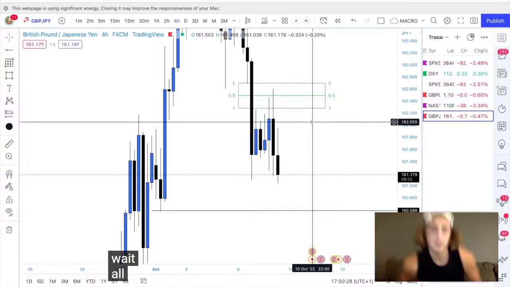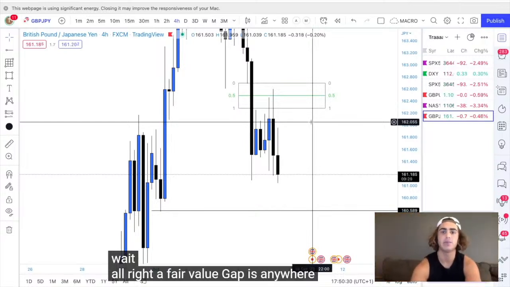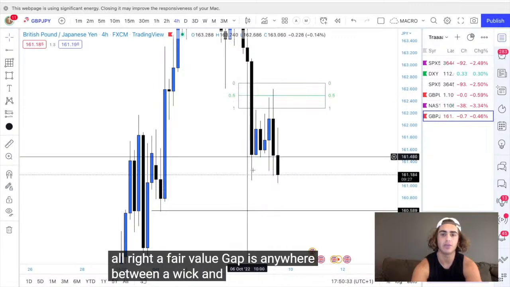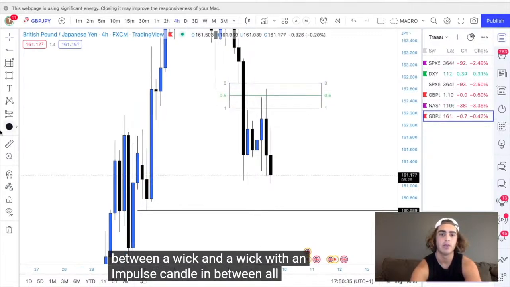Wait. All right. A fair value gap is anywhere between a wick and a wick with an impulse candle in between. All right. What do we do?